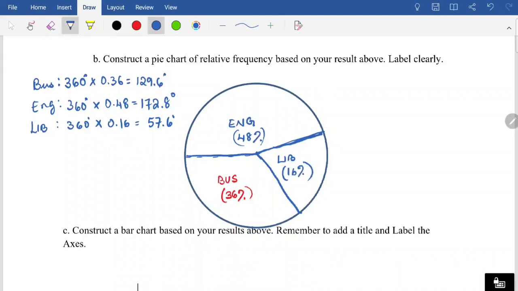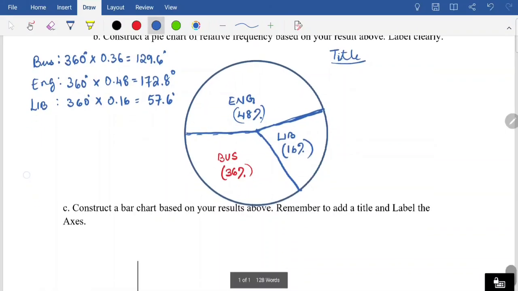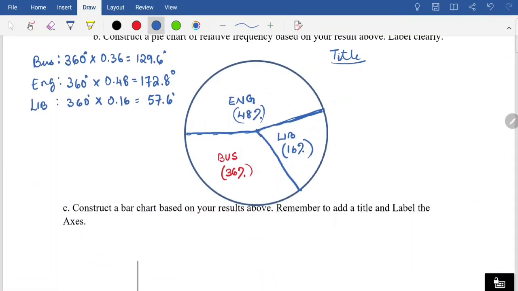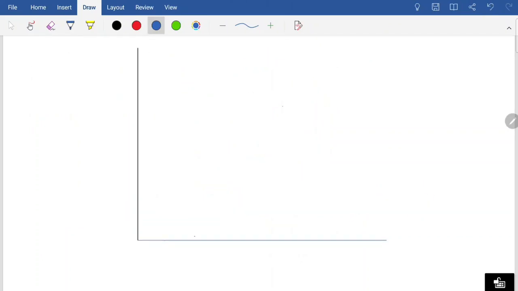Okay, and just put a title here. Don't forget your title, which is a pie chart for college majors, distribution of college majors at Arizona State University, or however way you want to write it, please add a title. Okay, so now we go on to the next question, which is construct a bar chart based on your results above. Remember to add a title and label the axis.